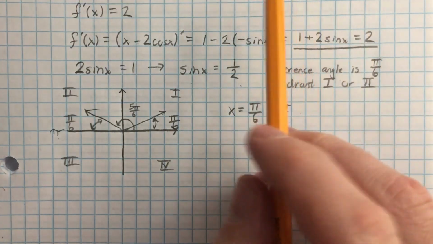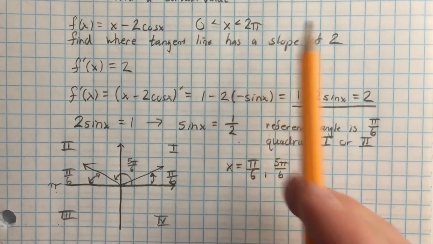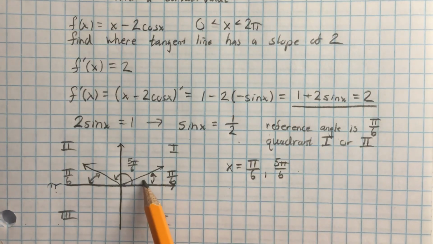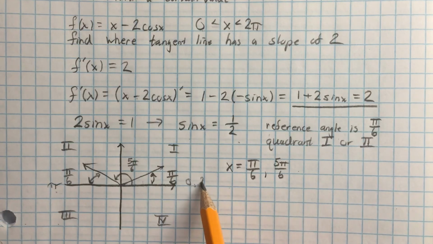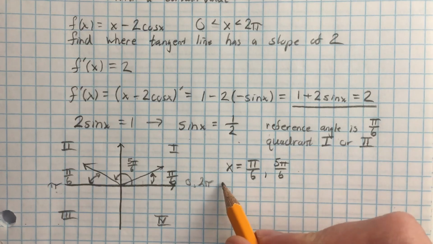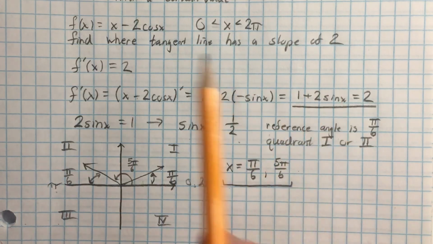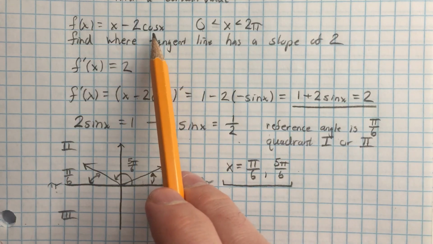Now, we said our original restricted domain was 0 to 2 pi, so these are the only two values that are occurring in 0 to 2 pi, right? That's one revolution of the unit circle, again, barring the initial side, or barring the positive x-axis. So therefore, as you sweep around from 0 to 2 pi one time, there is only these two solutions, and so therefore that is our answer to this problem. These are the two values where this function x minus 2 cos x will have a slope of 2.